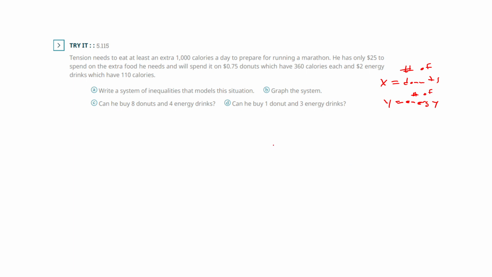All right, so I'm going to start with the cost, but you could go either way. It's 75 cents for every donut. It's $2 for the energy drinks, and he only has $25 to spend, so we can't go over that, so we have to be less than or equal to 25. The donuts have 360 calories each. The energy drinks have 110. And he's got to get at least 1,000 calories, so he's got to be greater than or equal to 1,000.